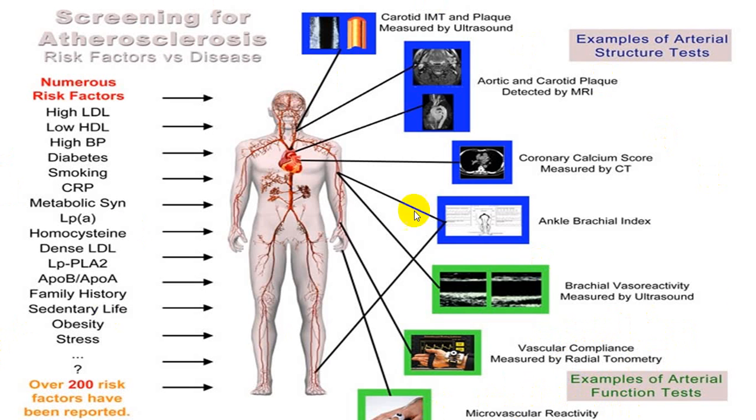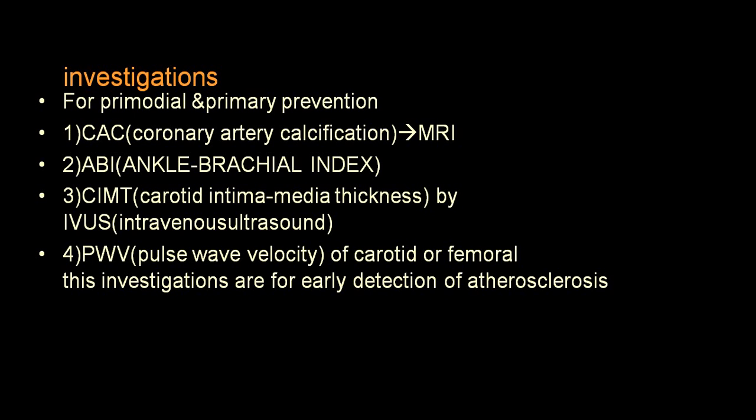There are many newer investigations which have come up. Depending upon that, you can go for early detection of atherosclerosis. So these are some of the things which can help you, like coronary artery calcium score, ABI, CIMT, that is carotid intima media thickness by intravascular ultrasound, pulse wave velocity, etc.